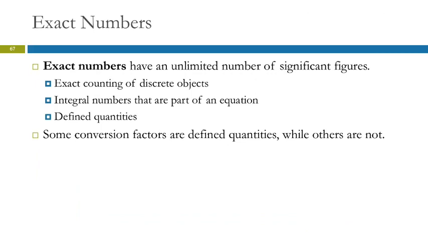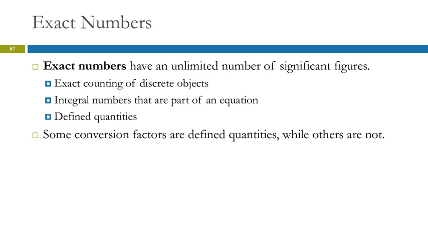Oh, we got to talk about exact numbers first. So measured quantities have uncertainty. They have a particular number of significant figures. Exact numbers are exact, and so we say that they have an unlimited number of significant figures. Three types of exact numbers. Exact counting of discrete objects.